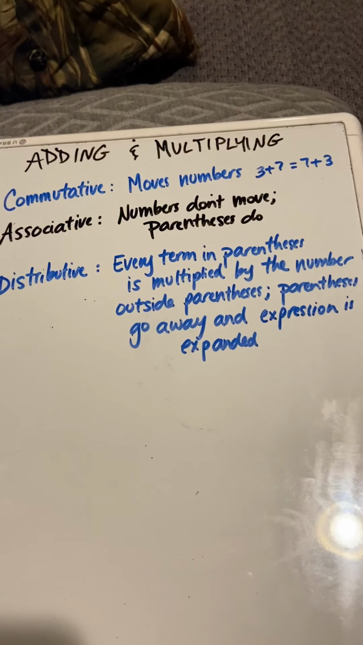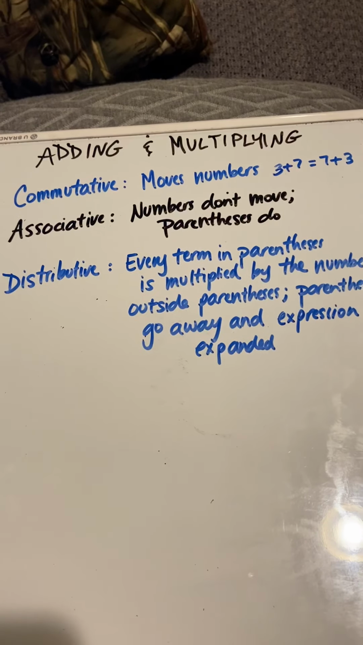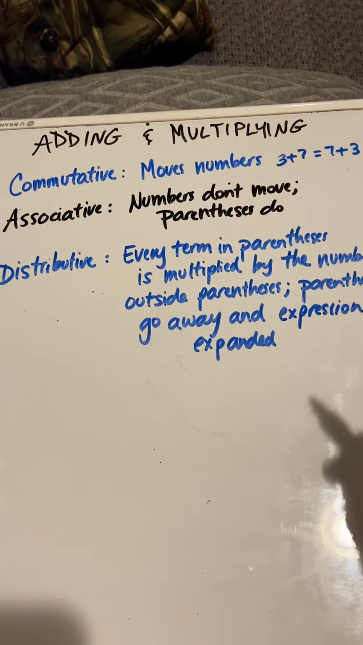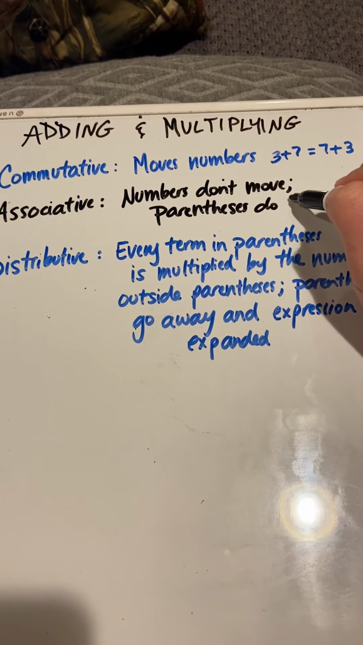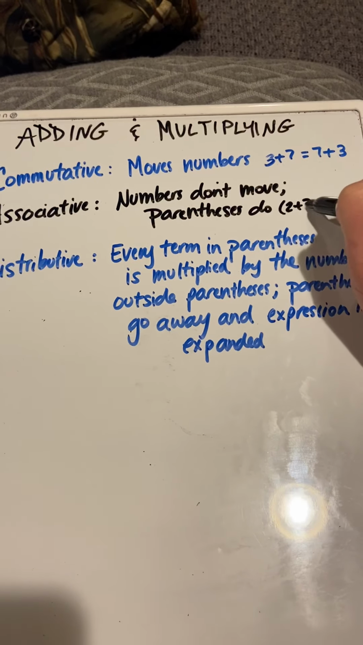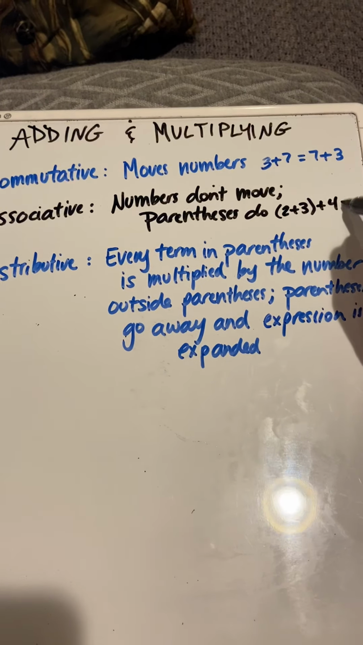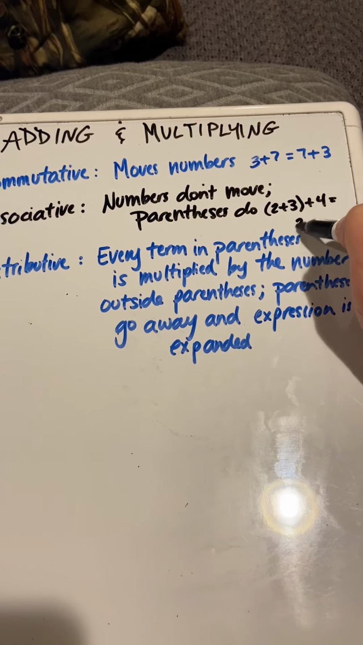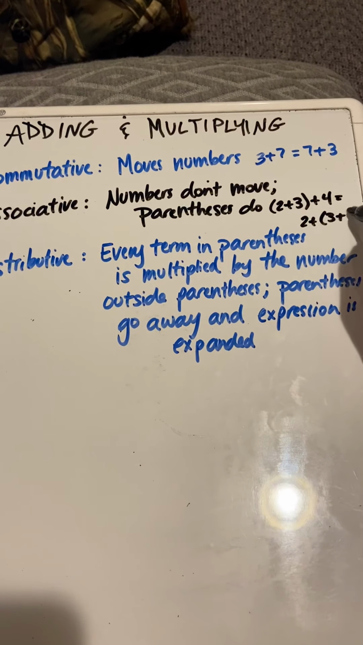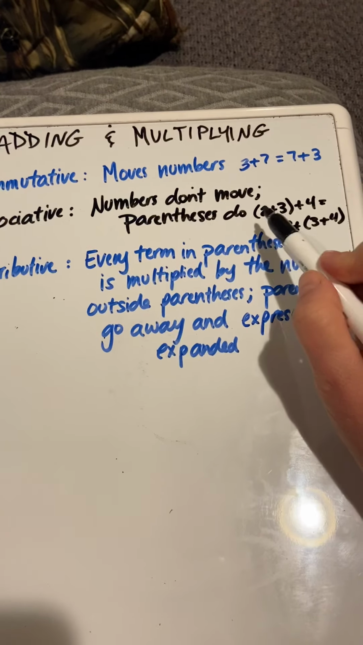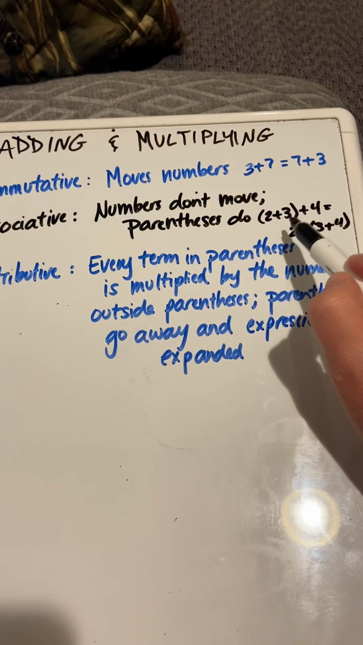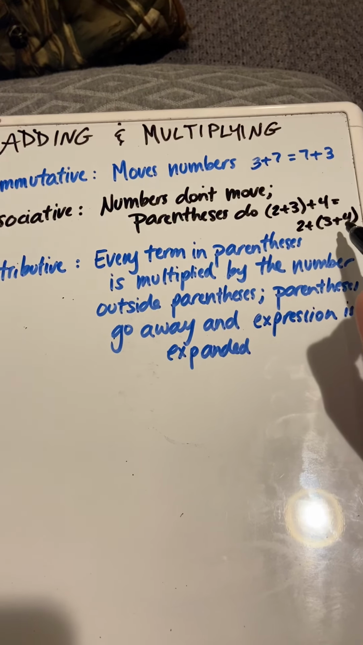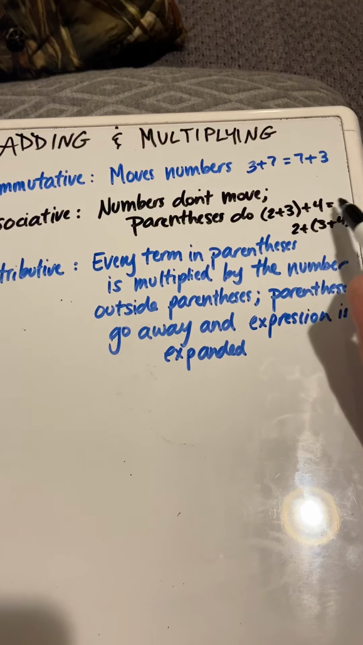The associative property usually has 3 or more terms, and the numbers don't move, but the parentheses do. So you might have something like this. It says (2 plus 3) plus 4 equals 2 plus (3 plus 4). So the numbers are in the same order, but the parentheses group two different numbers together to say which ones to do first. We can see that these are the same.